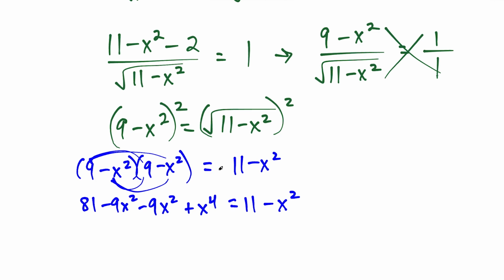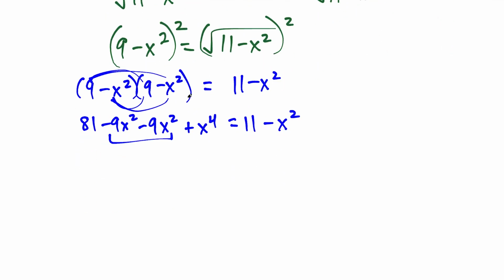So from here, what we could do is combine like terms, and we could move everything to the left side. So I'm going to rewrite the left side in standard form. We have x to the fourth, and then we have minus 18x squared plus 81 equals 11 minus x squared.